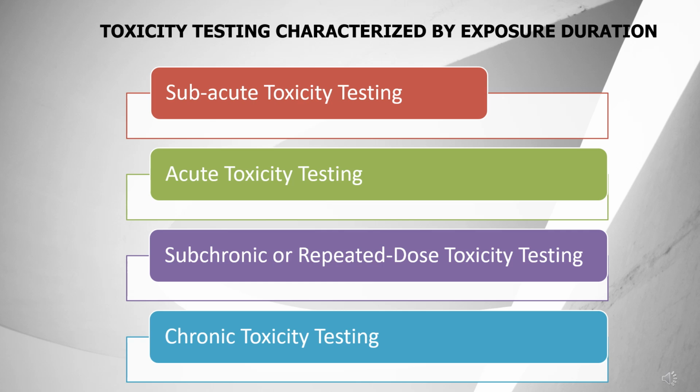Historically, the primary focus of an acute toxicity test was to determine a chemical's median lethal dose, or LD50, which is the dose that causes death in 50% of the test animals.